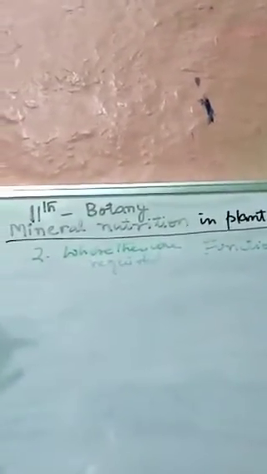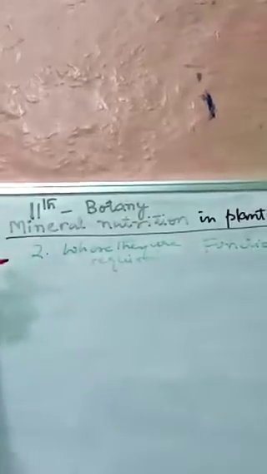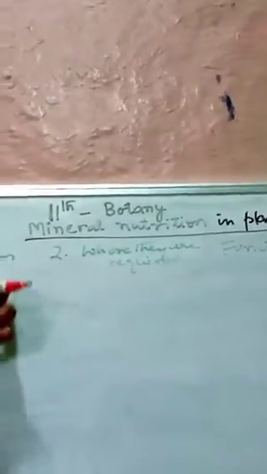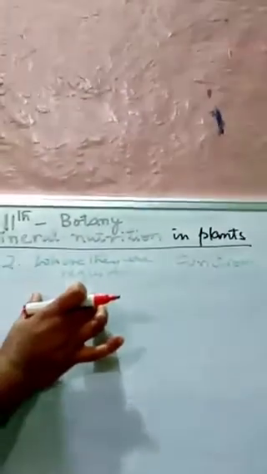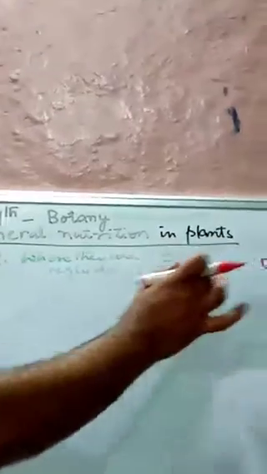So these mineral elements, these essential elements, they are being discussed under 4 different headings. First one is the form in which they are being absorbed by the plant. Second, where they are required. Third, their functions. And fourth, their deficiency.